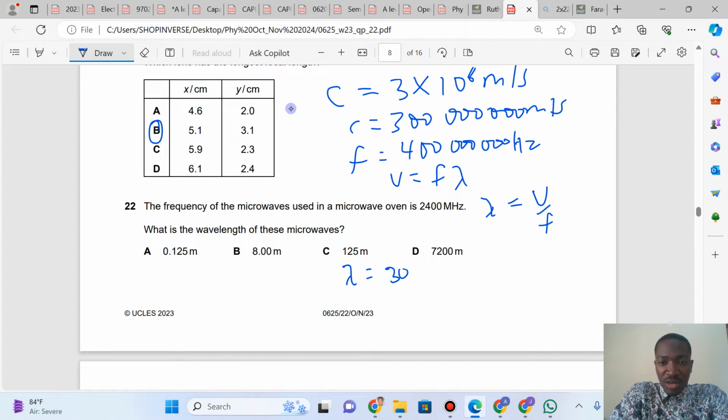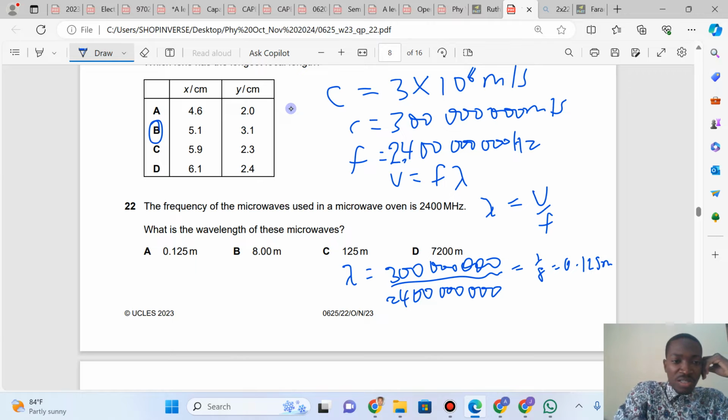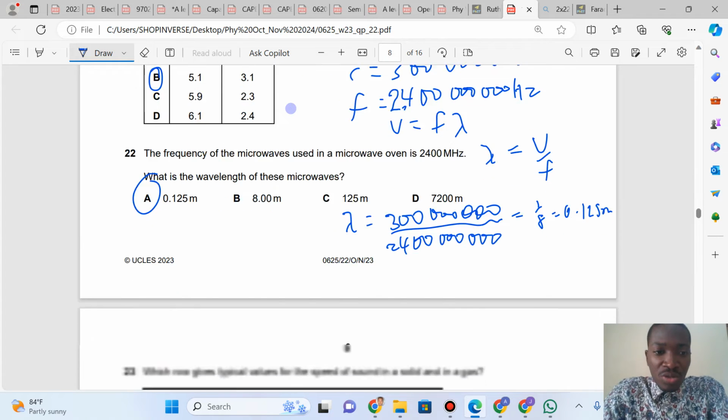The speed is 300 million, and the frequency is 2400 megahertz, that's 2,400,000,000 hertz. So we divide 300,000,000 by 2,400,000,000. All these zeros will cancel out. It becomes 3 over 24, which is 1 over 8, and 1 over 8 is 0.125 meters. That makes option A the correct answer to question number 22.